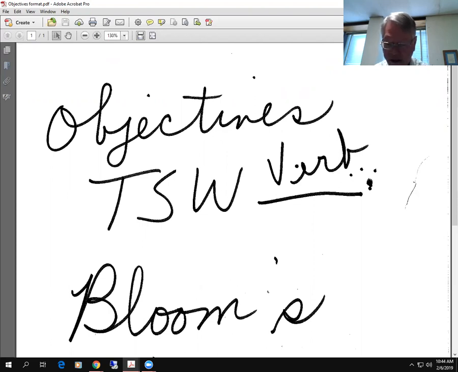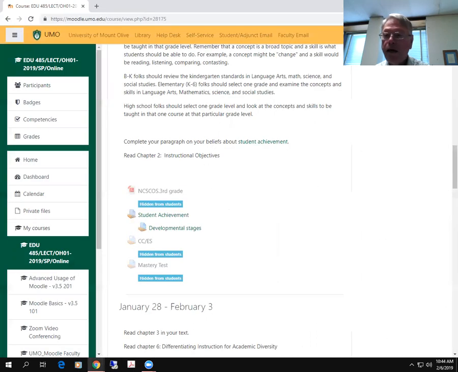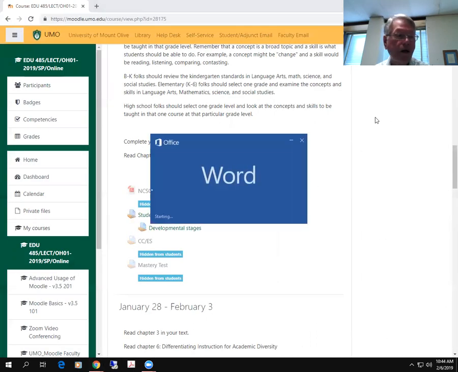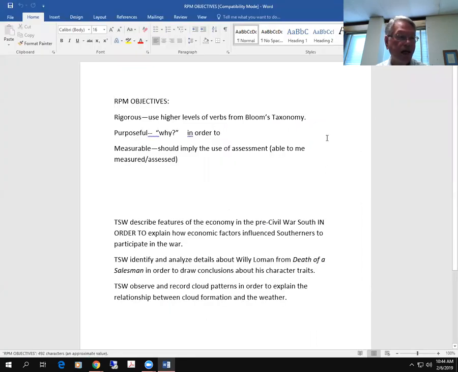As we are thinking about developing objectives, now there's another format for objectives that some people have used, and these are called RPM objectives. Your objectives should be rigorous, using the higher levels of Bloom's taxonomy. It should be purposeful. Why are we doing this?